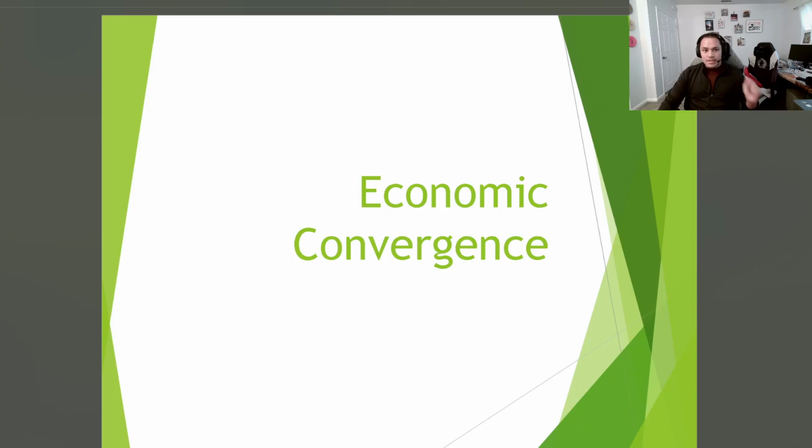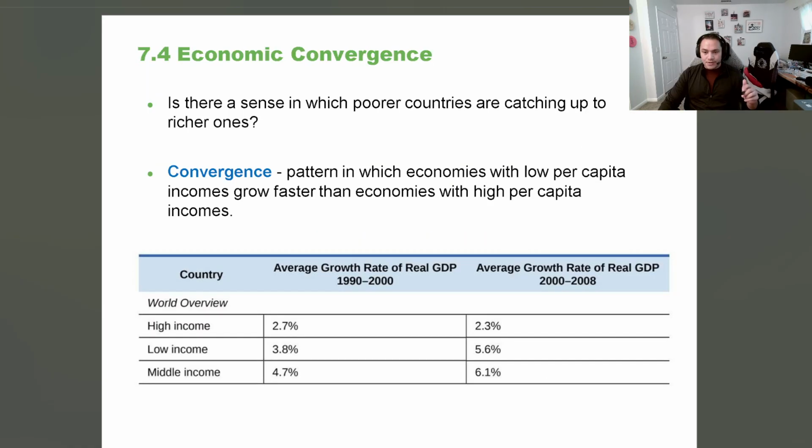The more difficult concept in this unit is this idea of economic convergence. And so you have a nice clean definition here. Convergence is just highlighting the fact that our lower income economies, so countries with lower per capita incomes or lower GDP per capita, grow faster relative to economies with high GDP per capita.